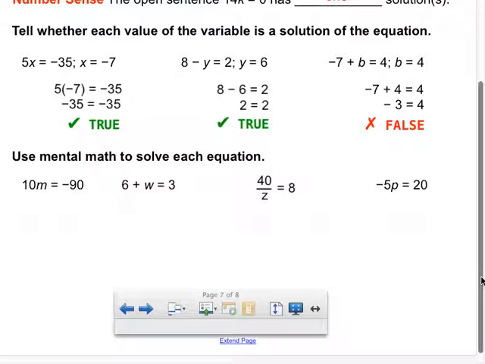I need to isolate my variable m. I need to undo multiply by 10, so I divide both sides by 10. And then 10 divided by 10 is what? 1. So I get 1m, but -90 divided by a positive 10, what's that give me back? -9. And so m equals -9. Over here, what do we get for this one? Now, some of you guys got it. -3. Look, this 6 doesn't have a sign, so what kind of 6 is it? Positive. So if I subtract 6 from both sides, positive 6 minus 6 is what? 0. So I got 0 plus w equals -3. And then 0 plus w is just w, so w equals -3.